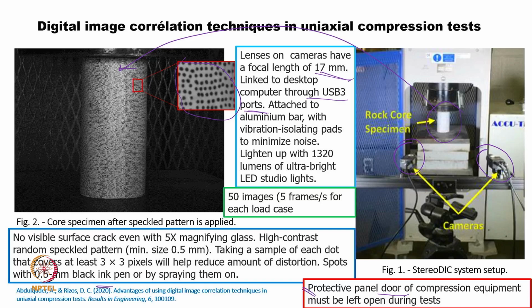And then they use an aluminum bar, of course, to mount this camera. This is an aluminum bar, and then they use some sort of vibration isolation pad, so that there is no noise coming from the bar to the surface, and it is in a kind of vibration-free environment.